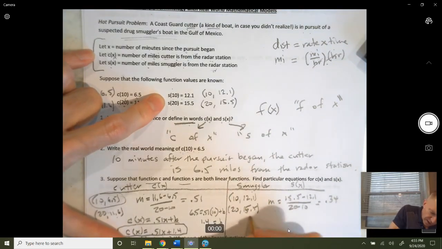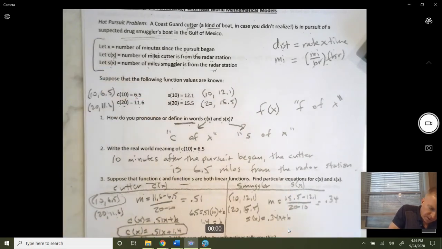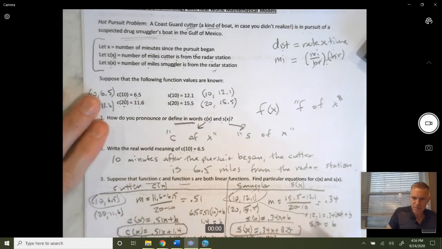Okay, so our s of x is equal to mx plus b, so 0.34x plus b. So let's solve for b. I'll use the first ordered pair. The y value is 12.1 equals your slope 0.34 times your x value times 10 plus b. Sorry if you can't see that. And solving that equation, you're going to get b equals 8.7. So your equation for the smuggler's boat equals 0.34x plus 8.7. There's your two equations.